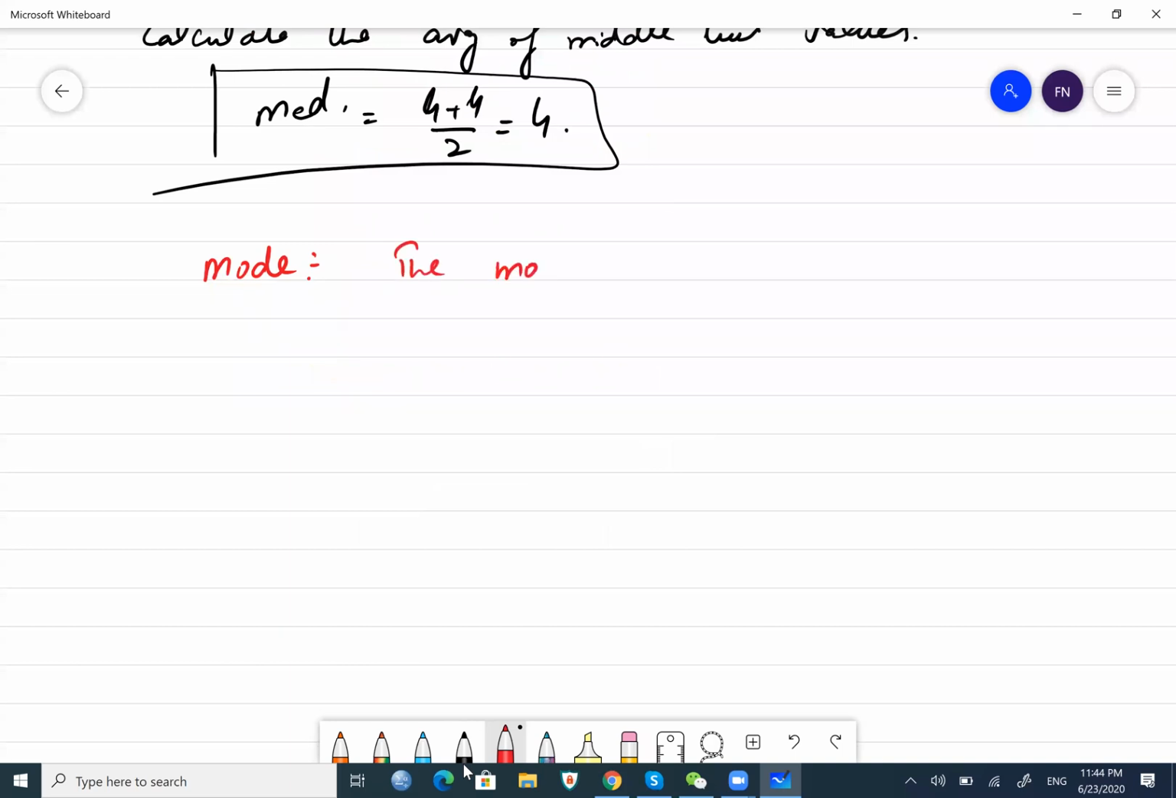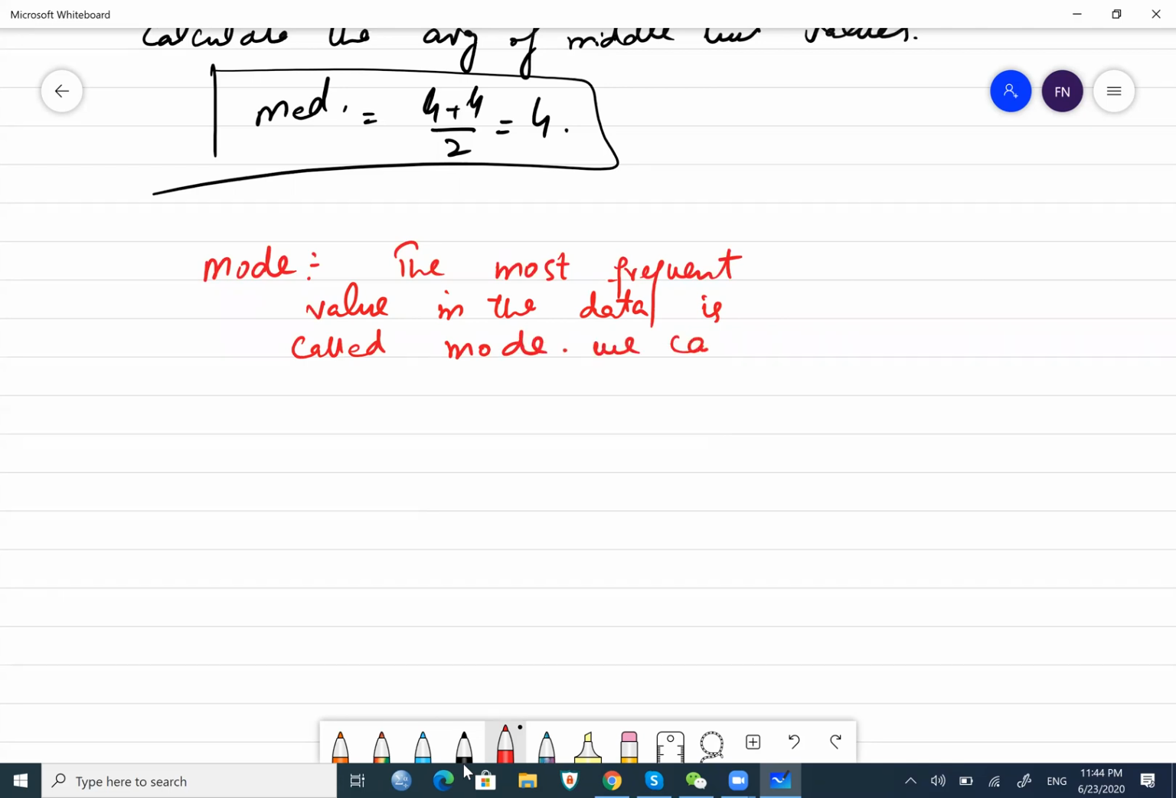The most frequent value in the data is called mode. We can have more than one, or two, or three modes.